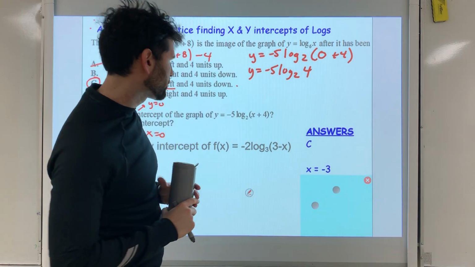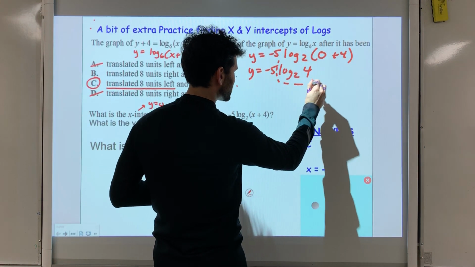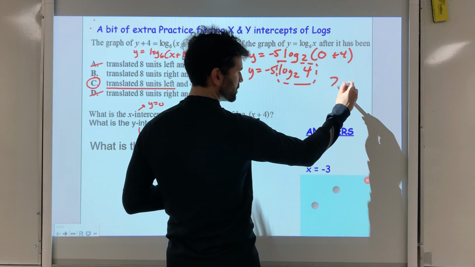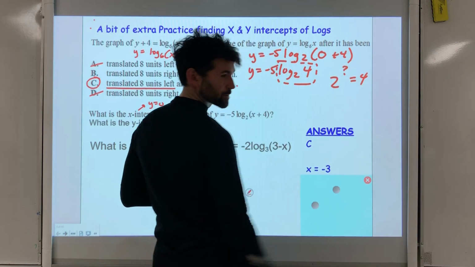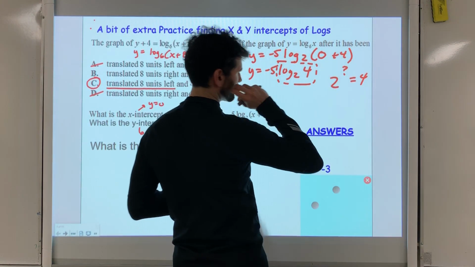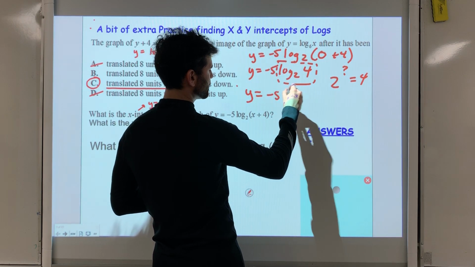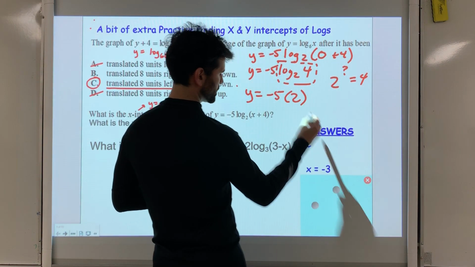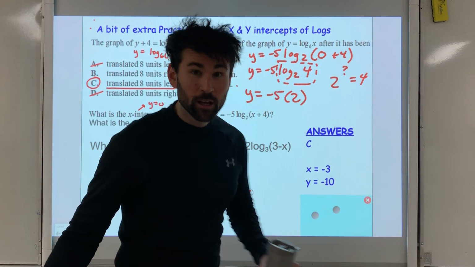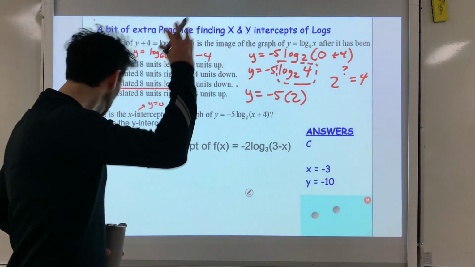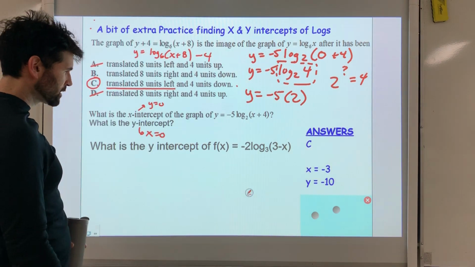Well, you can solve that, right? You remember that this means something. It means 2 to some power equals 4. Okay, so 2 to what power is 4? Well, the answer is 2. So this evaluates out to 2. So you have -5 times 2, which is going to give you -10. Boom! Brain exploding.